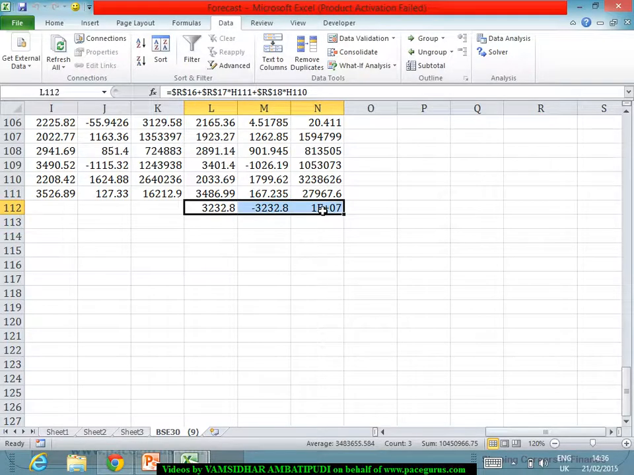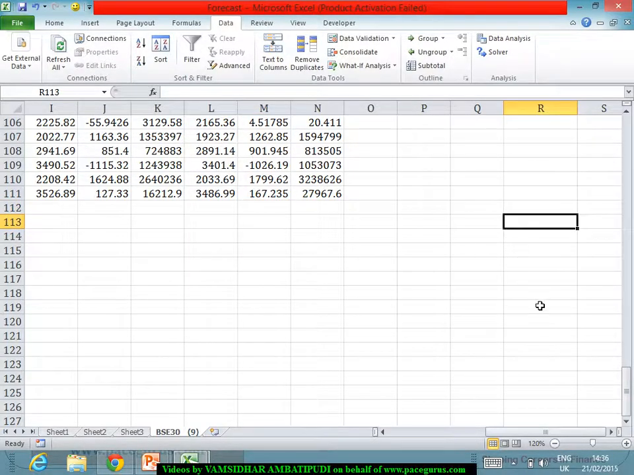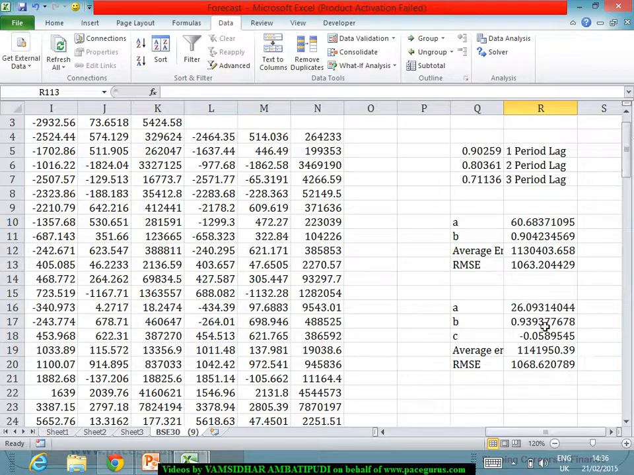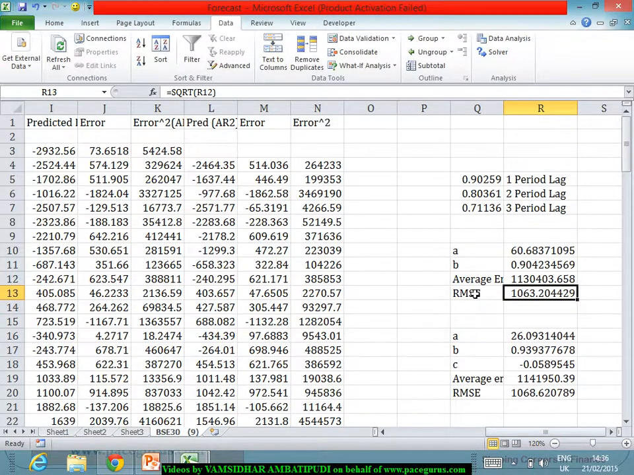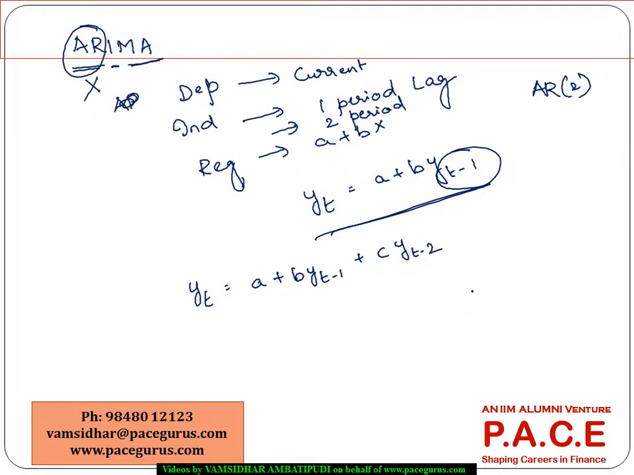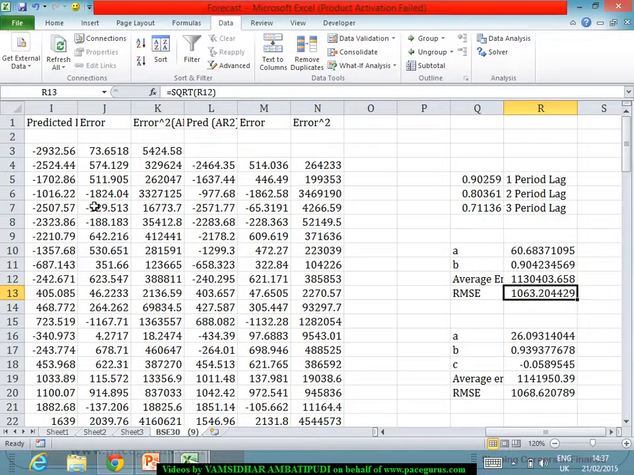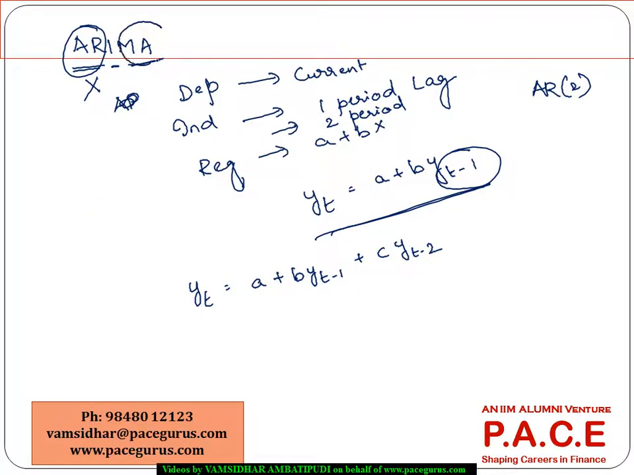Now I can actually delete these things. So let me check out here now. Yes, 1068 still. The RMSE is around 1068, which is higher, which means I may not rely more on the 2-period terms. So only 1 period lag. So AR1 is the model which I am relying on. Now I can move on to the next part, which is the moving average.